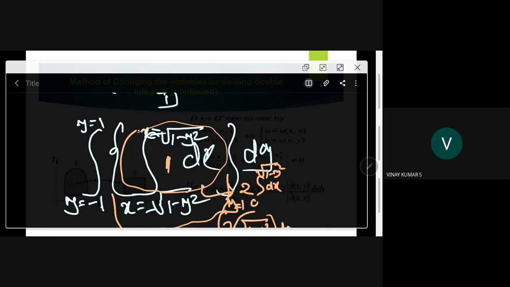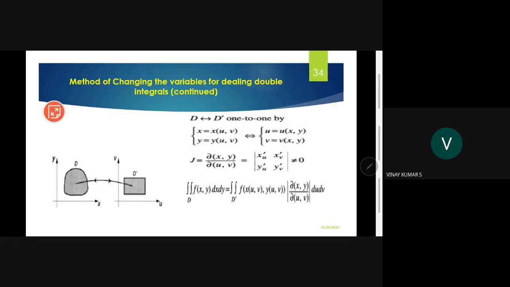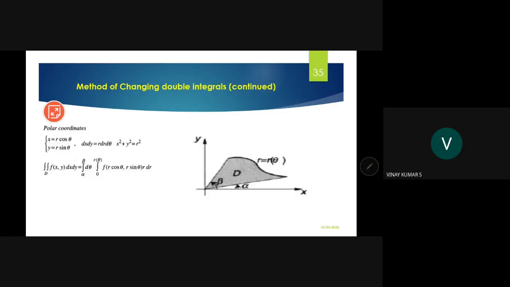Most of the time in GATE questions, you are supposed to use only x equal to r cos theta and y equal to r sin theta. Please look into that. So where are we? This is about change of variable, which is what I told you in this slide. Then what did I do? Polar coordinates. Yes, I talked about polar coordinates.